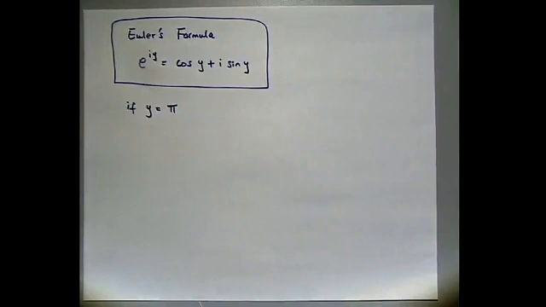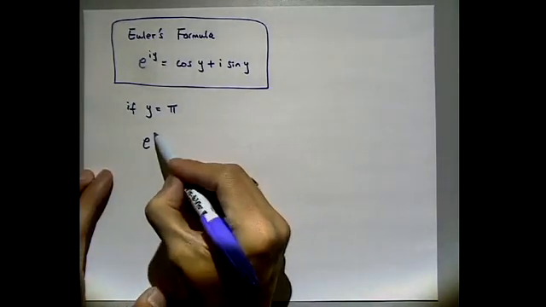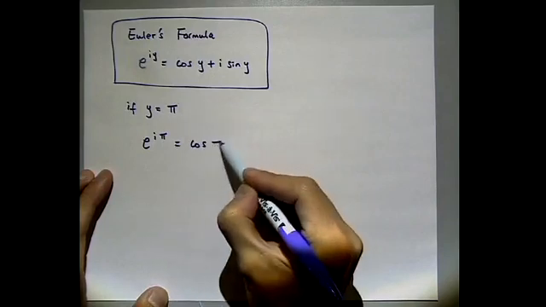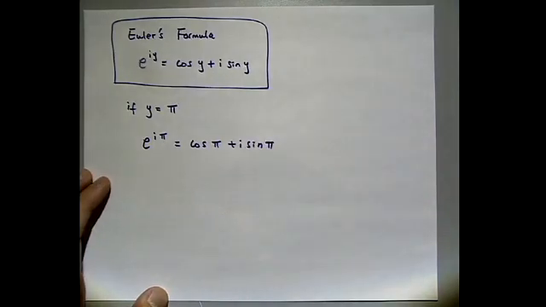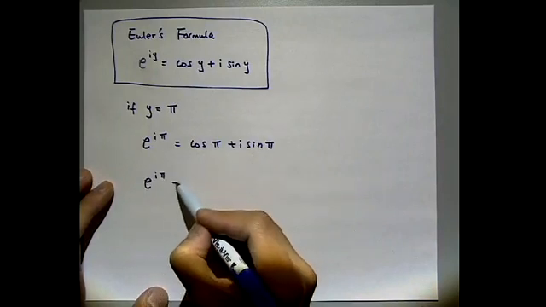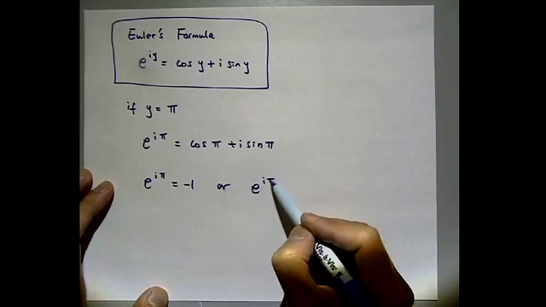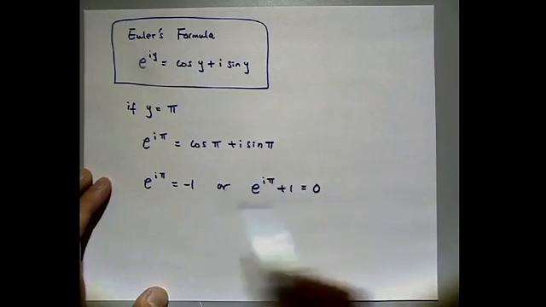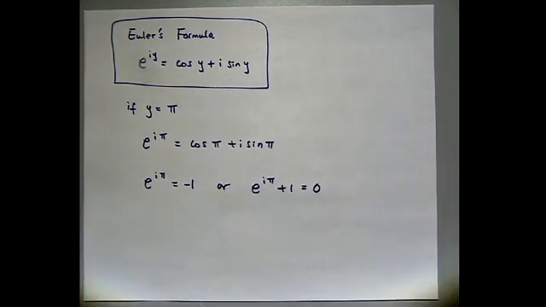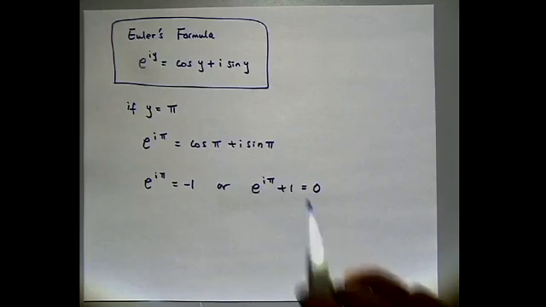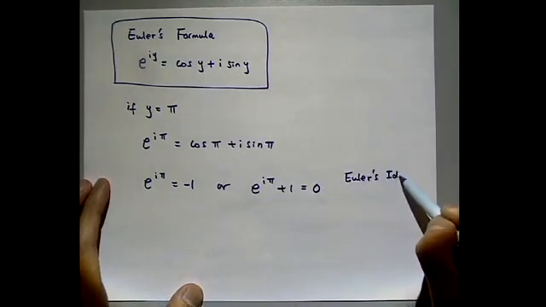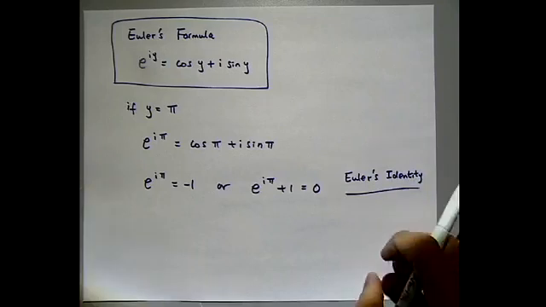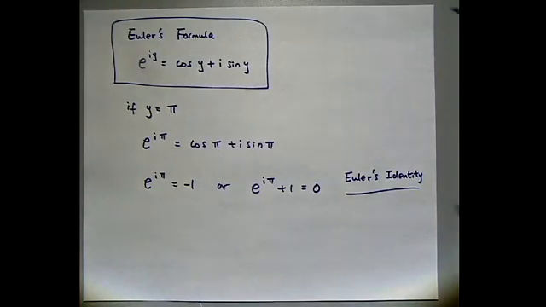If you let y be pi, then you get this equation. And have you seen this before? Either of these two? I'm sure some of you might have seen it before. This is called Euler's identity. It's a pretty famous formula. Euler discovered the result and blew his mind.